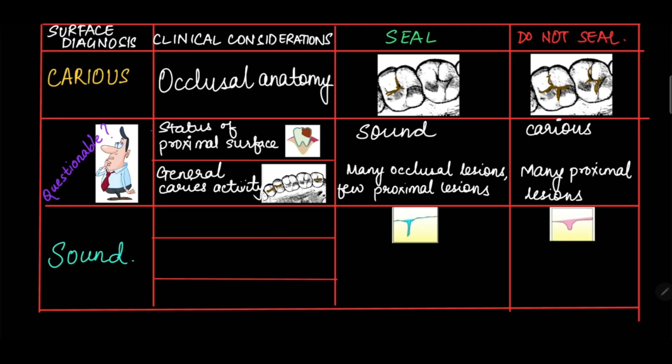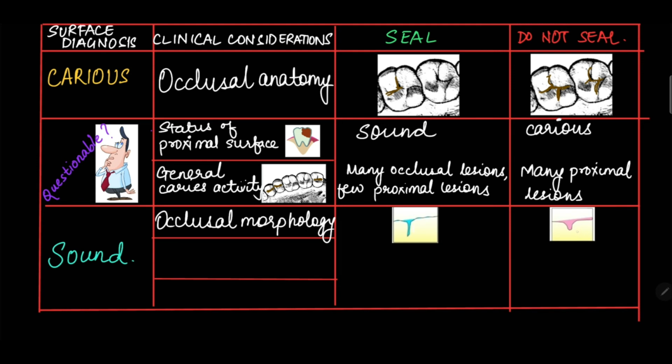Coming to the third surface diagnosis, that is if you see that the tooth is clinically sound. If the tooth is clinically sound, you still have to check for certain things. First, you check for the occlusal morphology. If you see that the pit is deep and narrow, like you can see here, this pit is really narrow and very deep, right? So if there is a deep and narrow pit, then you should go ahead and seal it. But if the pit is broad and well coalesced, then you should not seal this pit.